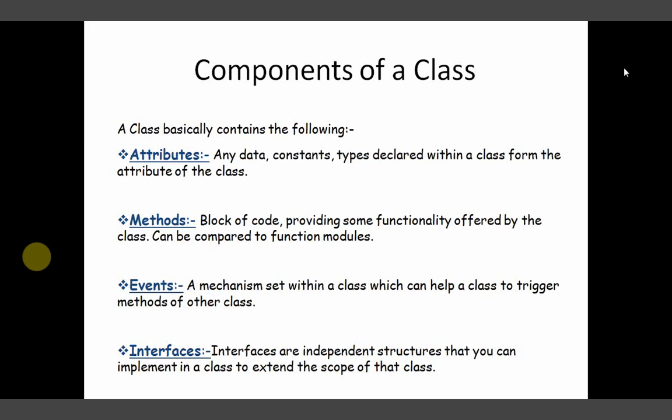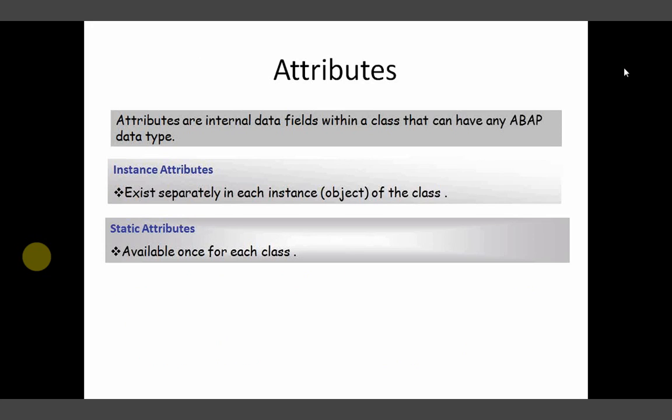Interface. Interfaces are independent structures that you can implement in a class. An interface is not an object. To create an object, an interface should be implemented. We will see in real time what an interface is, how it is defined, and how a class implements those interfaces. So these are the components of the class, mainly attributes and methods. What about the attributes?